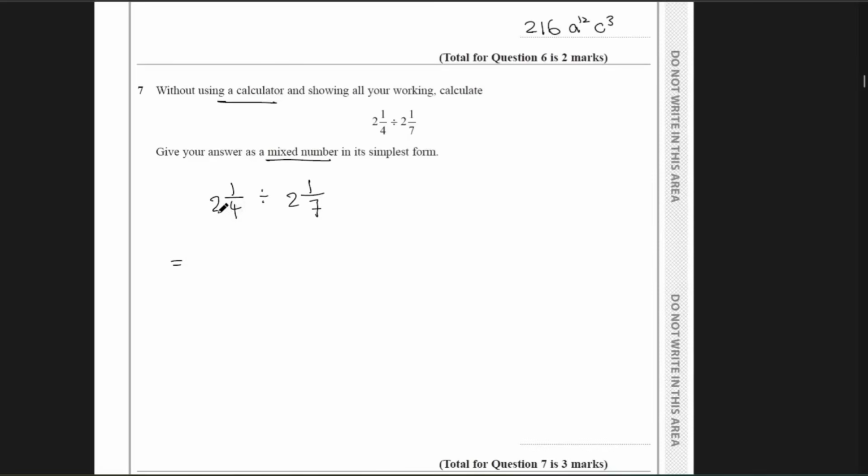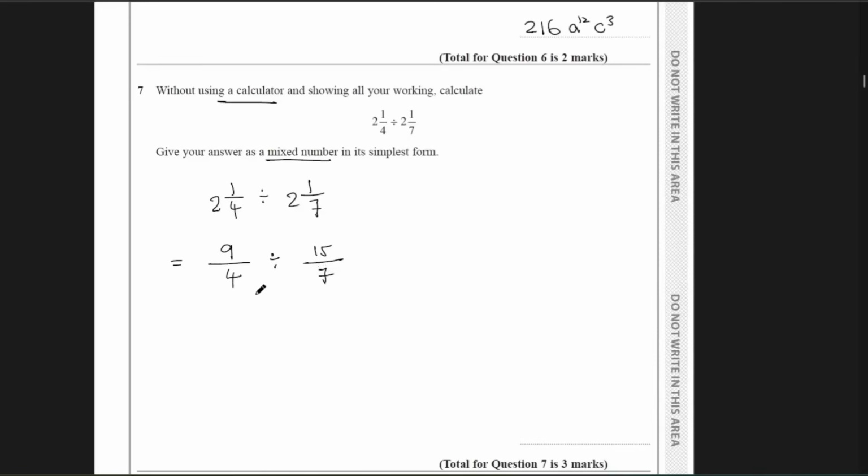So we need to convert these into improper fractions. So how do we convert? To get the numerator in the improper fraction, we need to multiply 2 and 4. 2 times 4 is 8. And then we'll add 8 with 1. So that is 9. And the denominator will still be 4. 9 over 4 divided by the next one. To get the numerator, we'll have to multiply 2 and 7. That is 14. And we'll have to add 1 to it, which is 15. So the numerator is 15, the denominator is 7. The denominator stays the same.